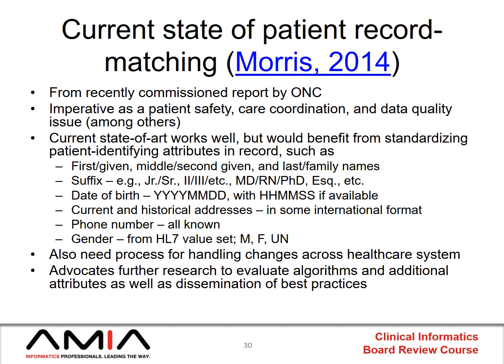So, for example, names, suffixes, date of birth in a standardized format, current and historical addresses, phone numbers, and gender. These would all facilitate data linkage, and then there would need to be a process, of course, for handling changes in any of these data elements across the healthcare system. This report advocated further research to evaluate various linkage algorithms and additional attributes that might be used to facilitate linkage, and the report also advocated the wide dissemination of best practices.